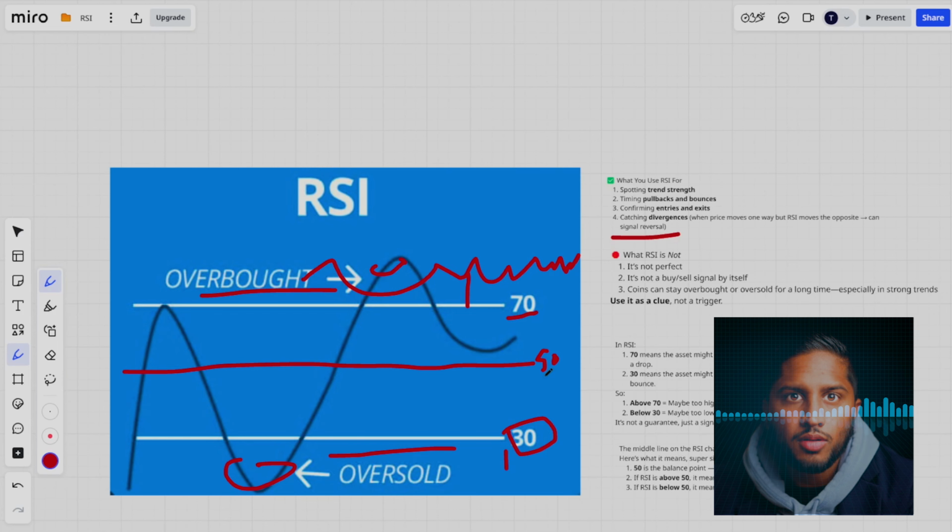Again, the middle line on the RSI chart is the 50, and here's what that means. 50 is a balance point, not overbought, not oversold. If the RSI is above 50, it means that there's more buying pressure, uptrend. If it's below 50, it just means there's more selling pressure, downtrend.